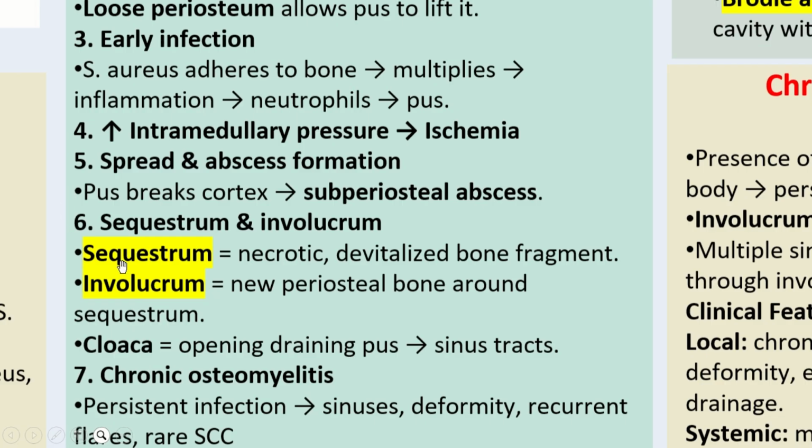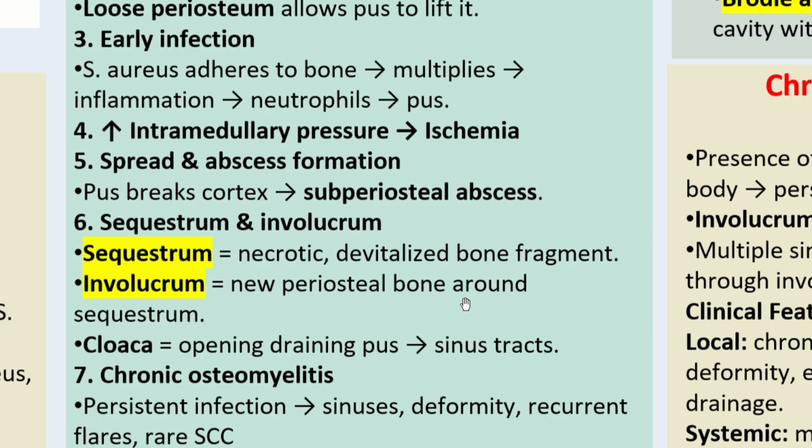Then we have a sequestrum and involucrum. When we have necrosis, the bone that is devitalized, that does not have a blood supply, becomes necrotic, and we give it the name sequestrum. And then the involucrum is when we have new periosteal bone forming around the sequestrum. So the body is going to try to compensate for the loss of that dead bone by producing new bone.